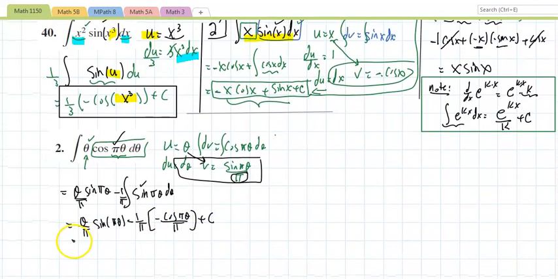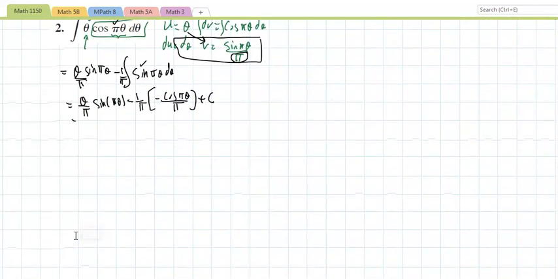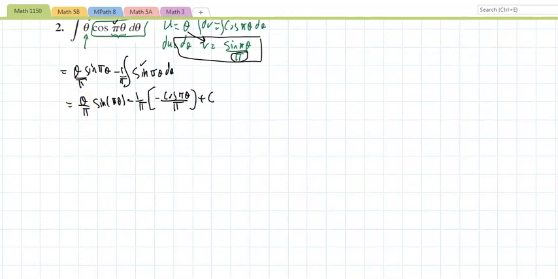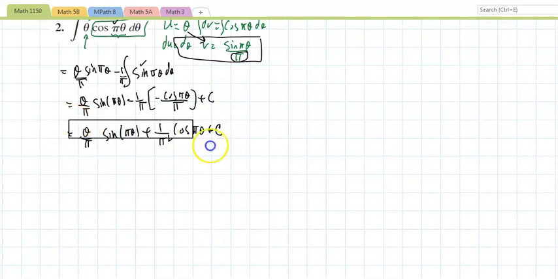So my final answer is theta over pi, the sine of pi theta, plus 1 over pi squared, the cosine of pi theta, plus c. And that would be it. Let's get the next problem on.